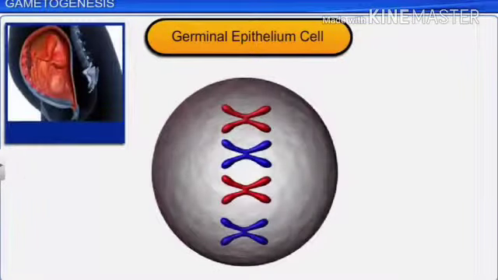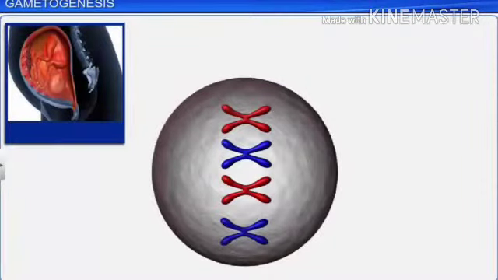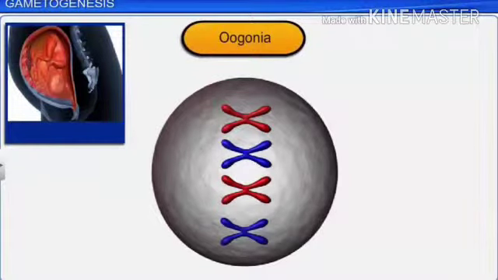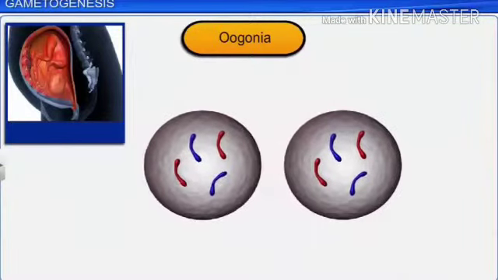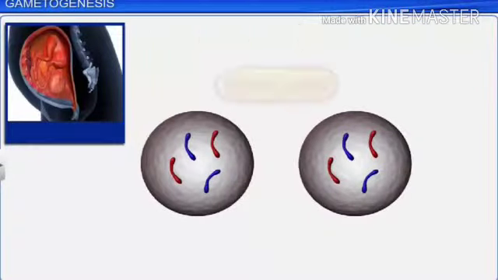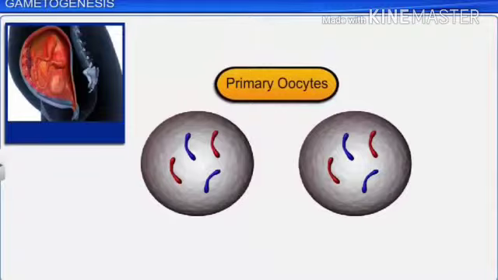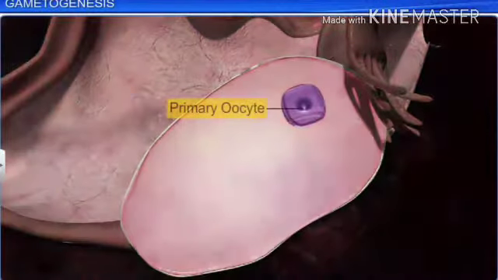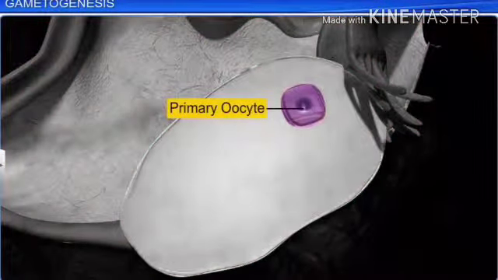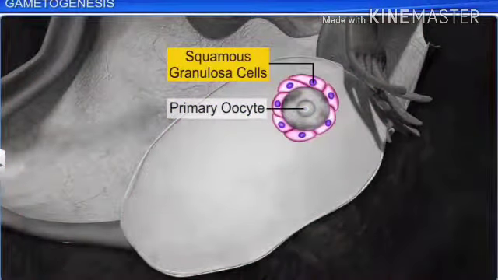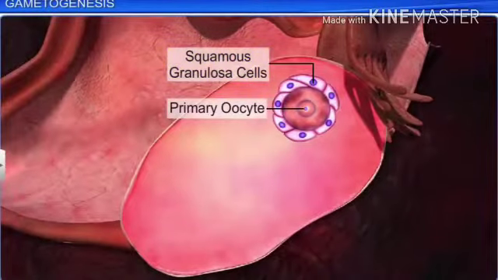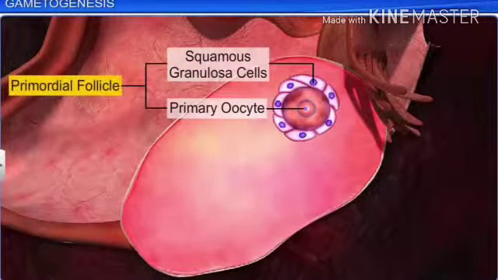When the germinal epithelium cells in the ovary of the fetus divide mitotically, they form gamete mother cells called oogonia. A few oogonia divide again to form two immature cells called primary oocytes. The primary oocyte then gets enveloped by a layer of squamous granulosa cells, and together they make up the primordial follicle.